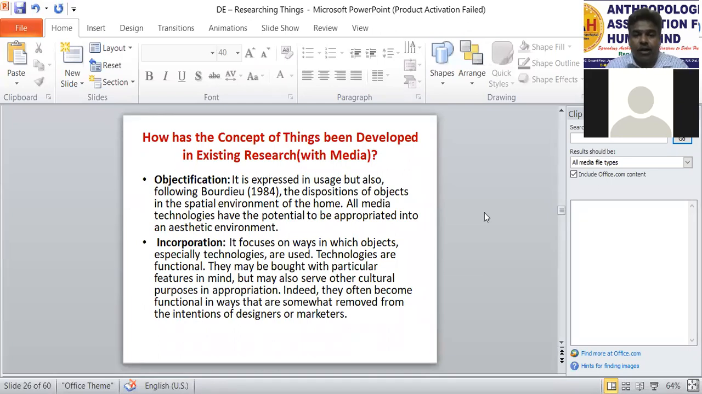Whereas incorporation, the third phase, focuses on ways in which objects, especially technologies, are used. Technologies are functional. They may be bought with particular features in mind, but may also serve other cultural purposes in appropriation. Indeed, they often become functional in ways that are somewhat removed from the intentions of designers or marketers.